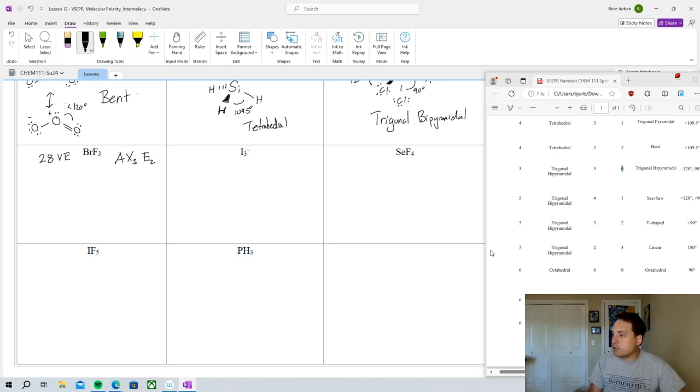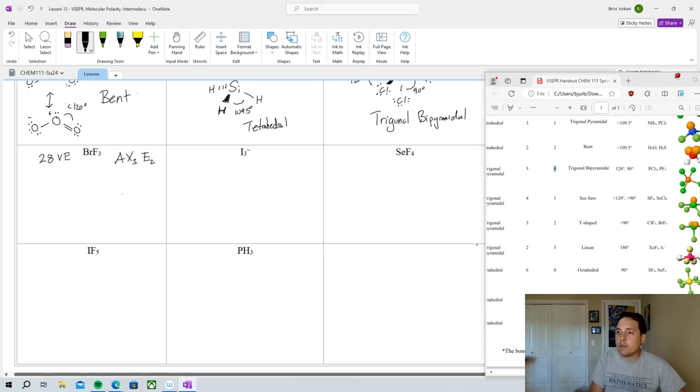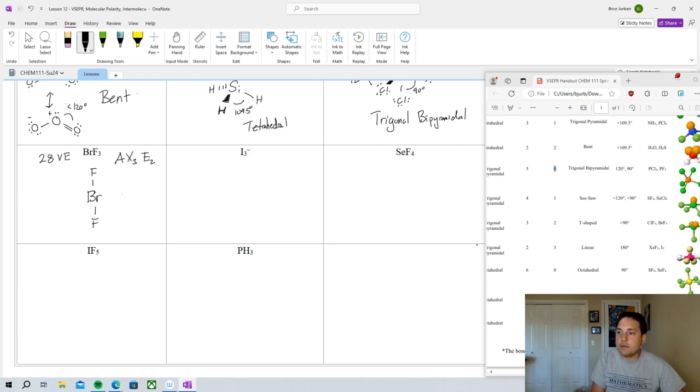AX3E2 is T-shaped. T-shaped comes about from removing 2 equatorial atoms. And we'll start by drawing the bromine in the middle, because it's less electronegative. We'll put the 2 fluorines that are on top here. And then we'll draw 1 fluorine off to the side. This is your 1 remaining equatorial atom.